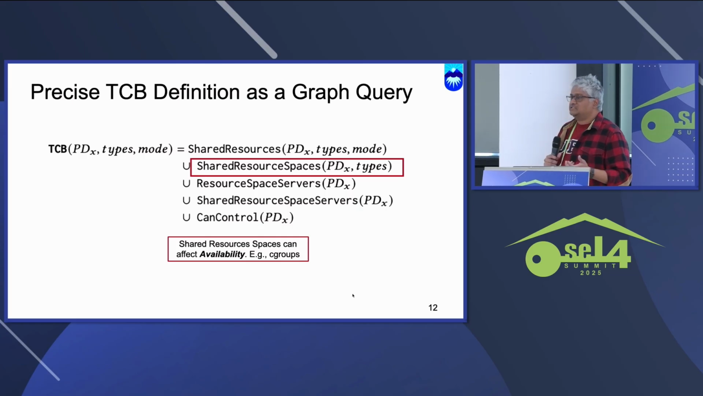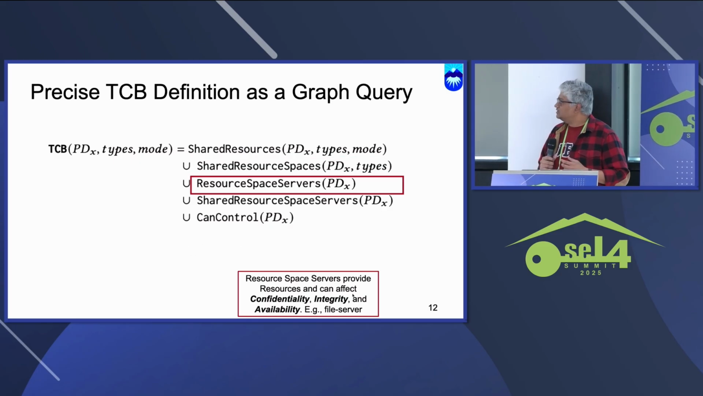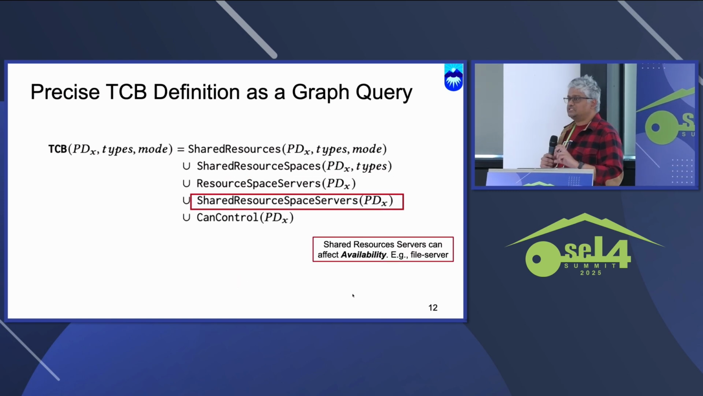Shared resource spaces are more about availability. So think about if 2 processes share the same cgroup, they can affect each other's availability. Resource space servers are protection domains which provide resources to a given protection domain. So a file server would be an example of a resource space server. So that obviously is in the TCB of my protection domain. Similarly, any other protection domains which share resource space servers are also in the TCB.